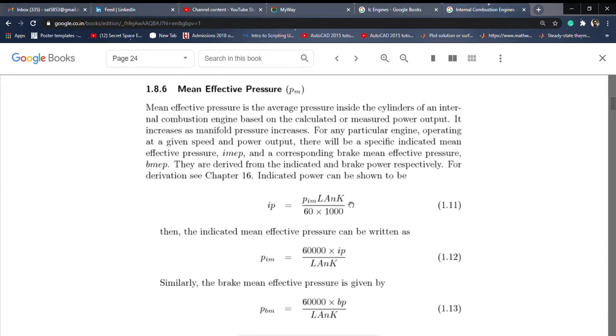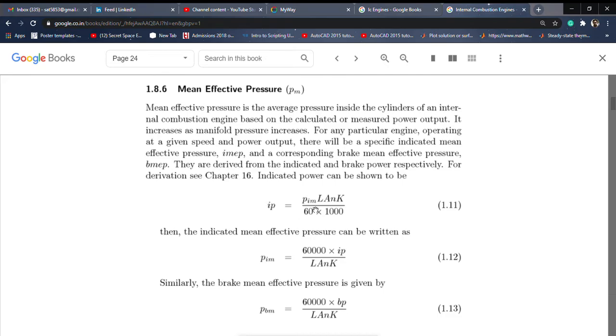What is k? K is the number of cylinders, because we are talking about multiple cylinder engines, so indicated power will increase. If there is one cylinder, k will be 1. If there are two cylinders, k will be 2, and so on, 3, 4, 5. So indicated power will increase with the addition of cylinders. Divided by 60, because n rpm is in rotations per minute, so we have to divide by 60, and by 1000 we will get this term in kilowatts. So this is your indicated power of the engine.